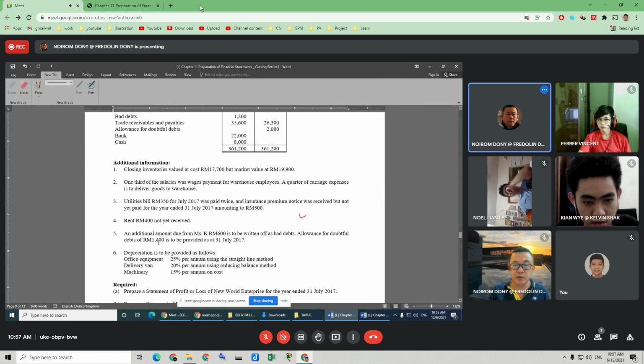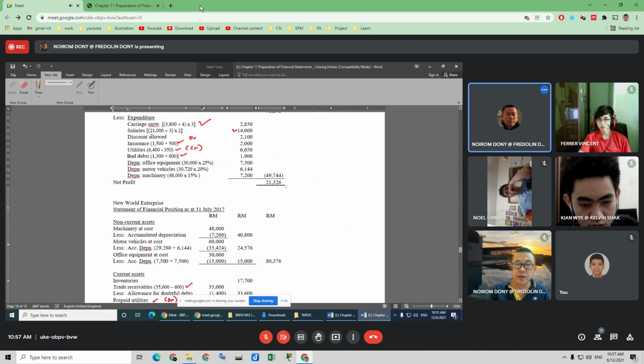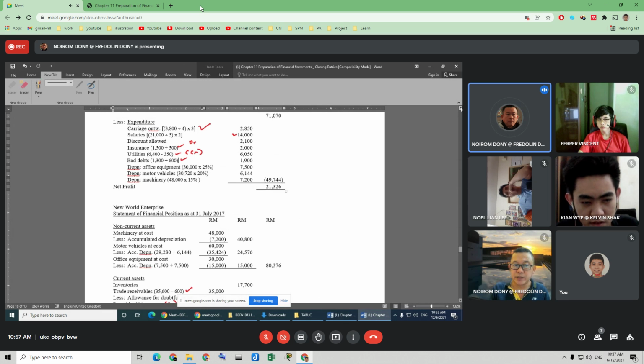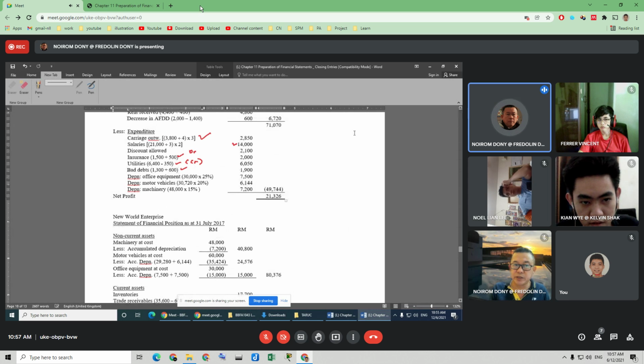Allowance for doubtful debts of 1,400 is to be provided as at 31st of July. So meaning indicating the closing is 1,004. So your opening in the trial balance is 2,000. So meaning this is an old provision and the new provision is lower. So this is decreases. So decreases, meaning it will be under other income, not expenses. So decreases in AFDD, so this is credit.